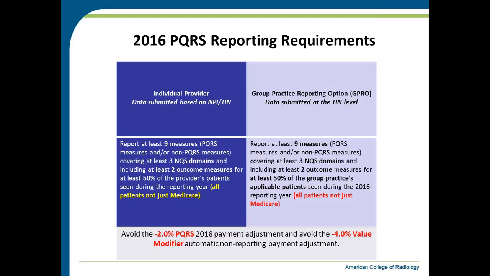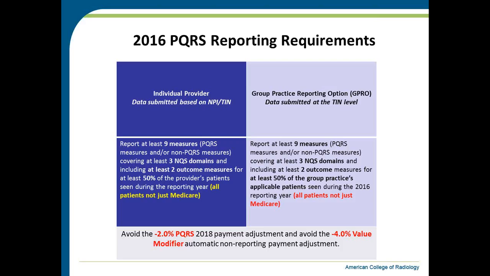So let's jump straight into the PQRS reporting requirements. They are slightly different if in the past you've done claims reporting, or if this is your first year participating as a G-Pro, then our reporting requirements are slightly different. So as a reminder, I get this question often. Our QCDR is required by CMS to collect all payer data. That means we do expect our sites to document that they've done quality measures on Medicare and non-Medicare patients.